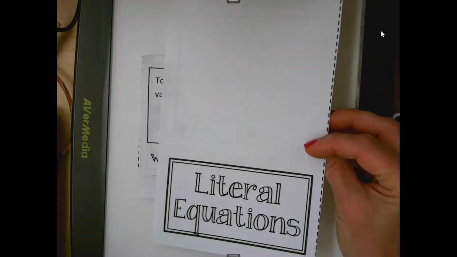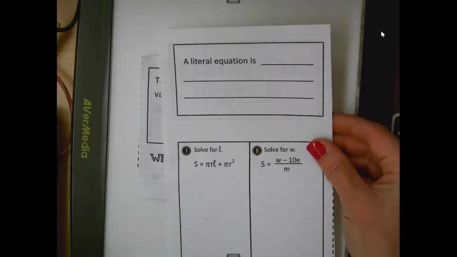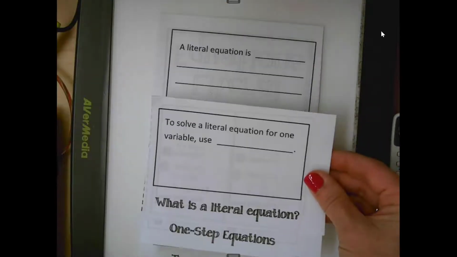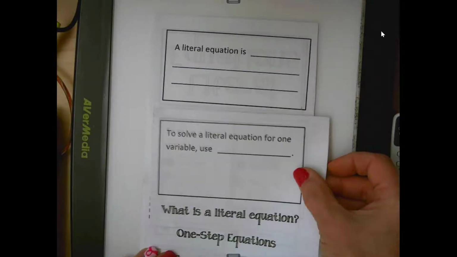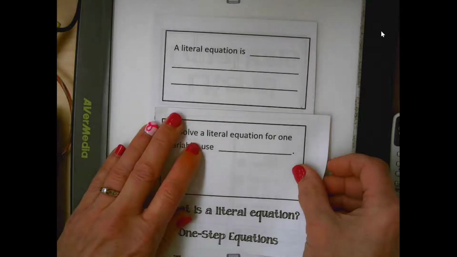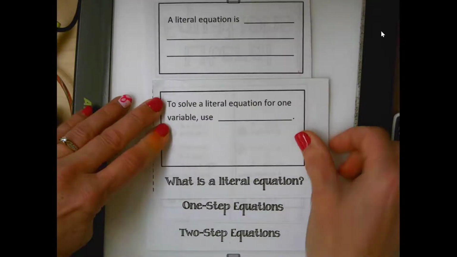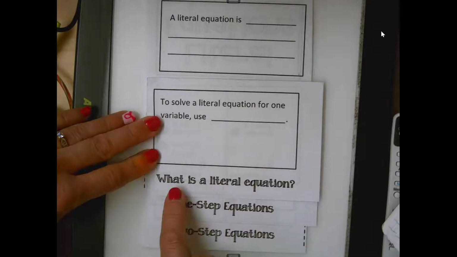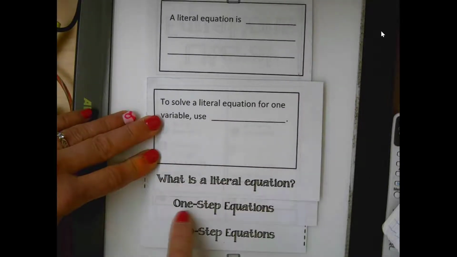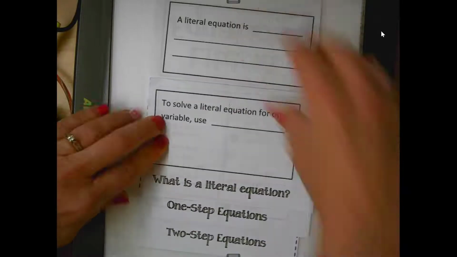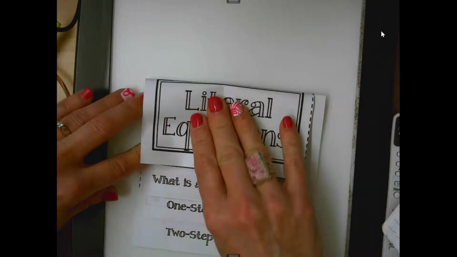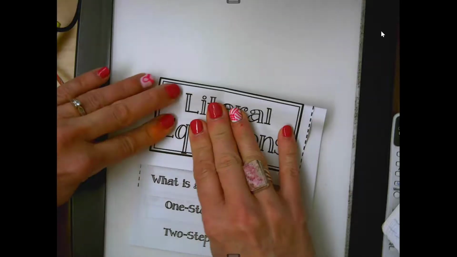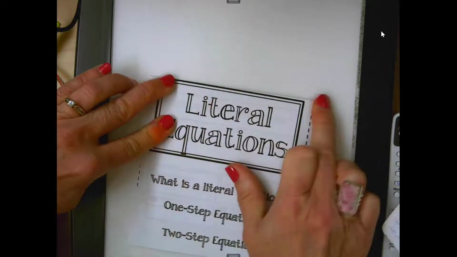I'm going to take the literal equations, flip it over. I'm going to put this inside, okay, and kind of just line it up. I believe it's kind of at the bottom of the box here. And you can see then I have my 3 tabs. I end up having what is literal equations, one-step equations, two-step equations. Now I bring this over the top, and so there's my title.